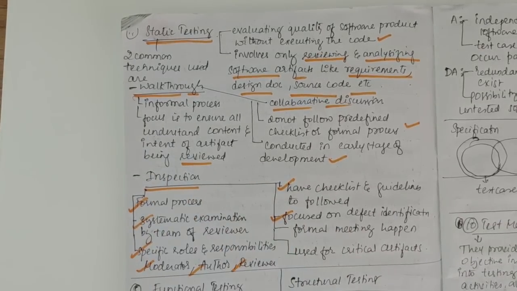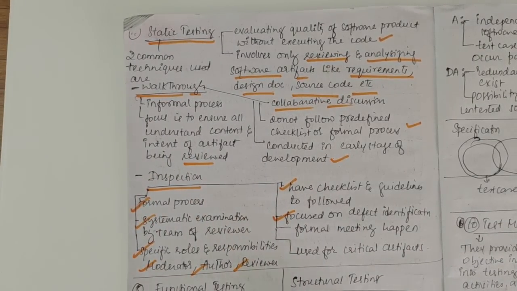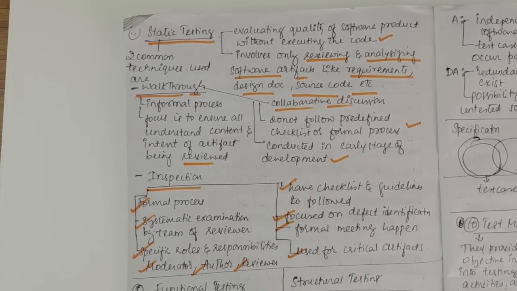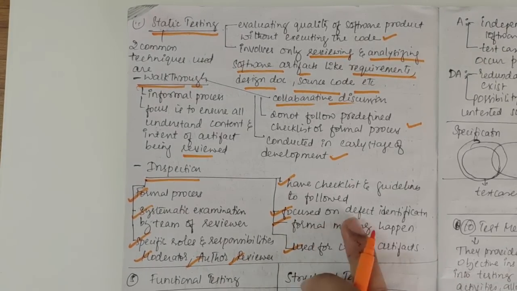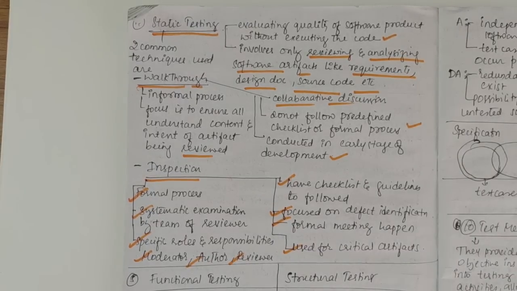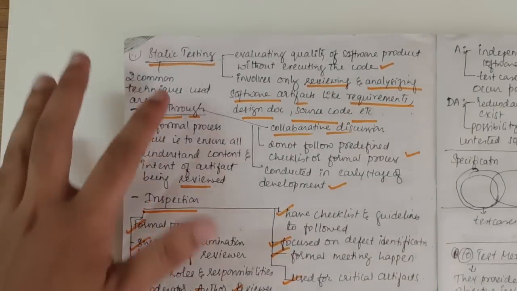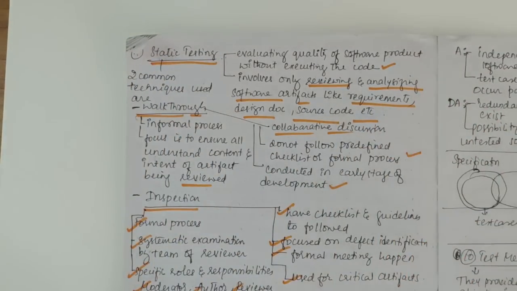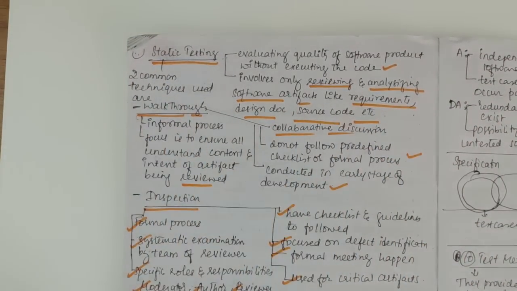But when it comes to inspection, we'll be identifying what the defects are, and we'll have a formal meeting which happens and is used for critical artifacts. So we'll identify what defects are happening, and we'll come up with a plan on how to deal with them further. So this was about static testing, walkthrough and inspection. This could be asked for 5 marks, guys. So make sure you understand this properly.